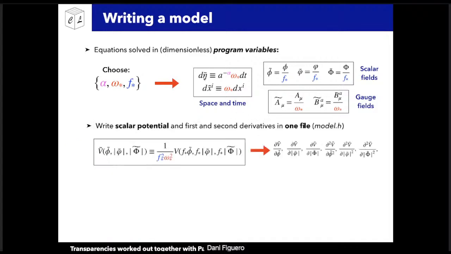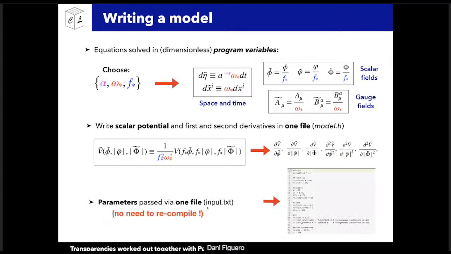Then, of course, you have to normalize your potential into program units, which means to turn it dimensionless, but this is as simple as normalizing it by the choice of F star square. Remember, F star is what normalizes your scalars, and omega star square is what normalizes your space-time variables. Then, you specify your potential of interactions, you take first and second derivatives, and you are done. Essentially, for any scalar gauge theory, you are done.